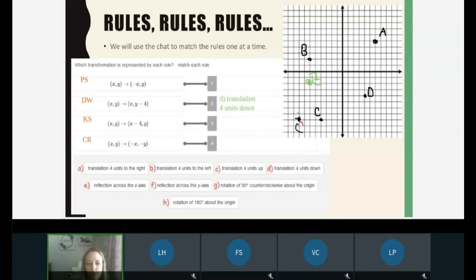All right, let's see. Let me look at Caden's first. That looks good. So Caden's X, Y is the original point. This is where Caden started out because he's doing point C. X minus 4 means you're going to move it, let's see, 1, 2, 3, 4 left. Okay.